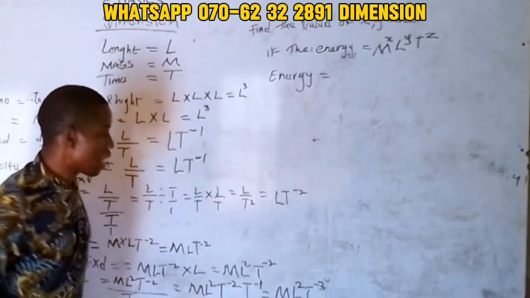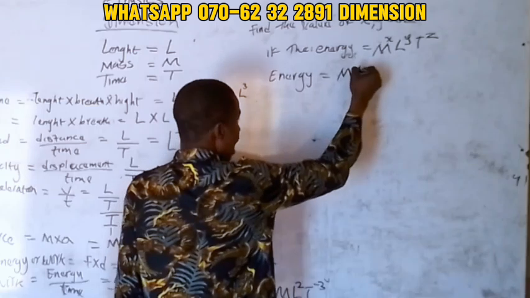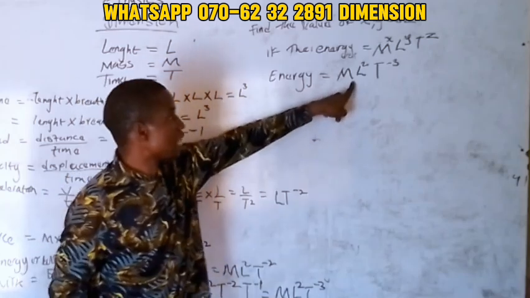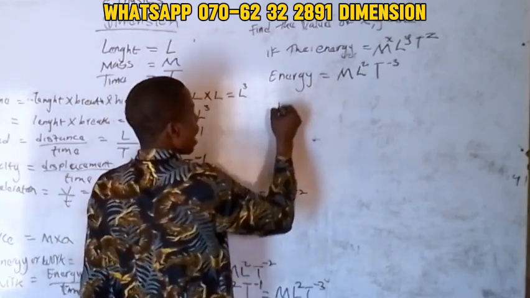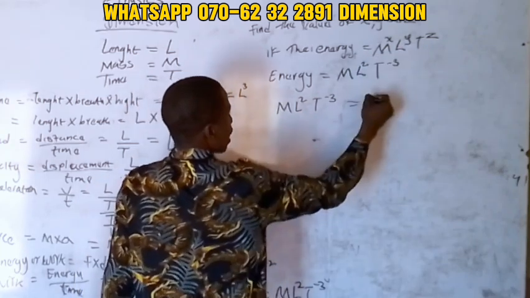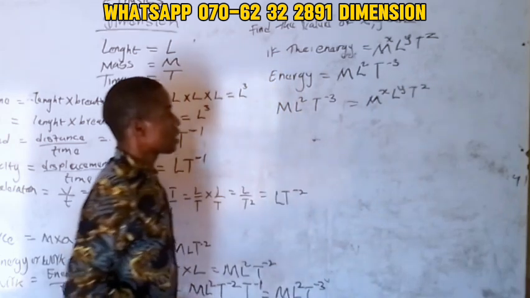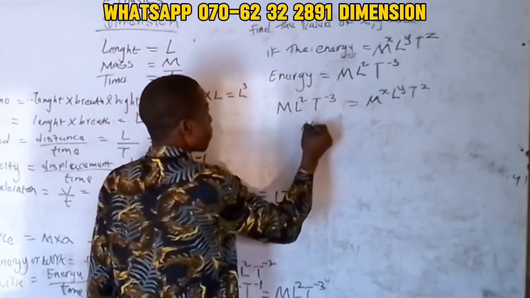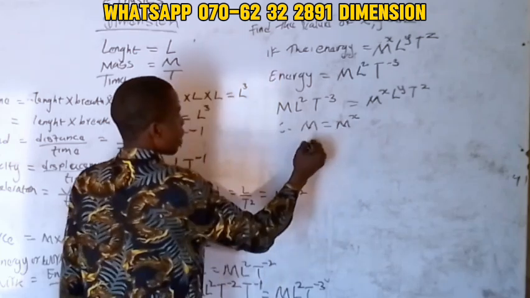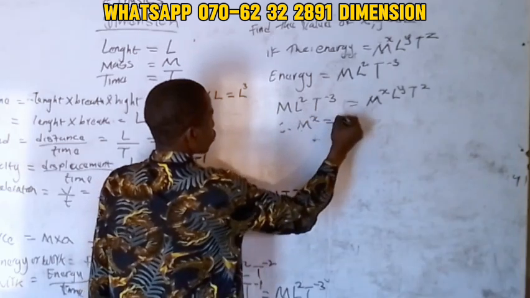The dimension of energy is M L squared T to the minus 3. That's the dimension of energy. You now write the energy, M L squared T to the minus 3, equal to what they give us here, M to the x, L to the y, T to the z. Now, what is M? M equals M to the x. You write this one first.